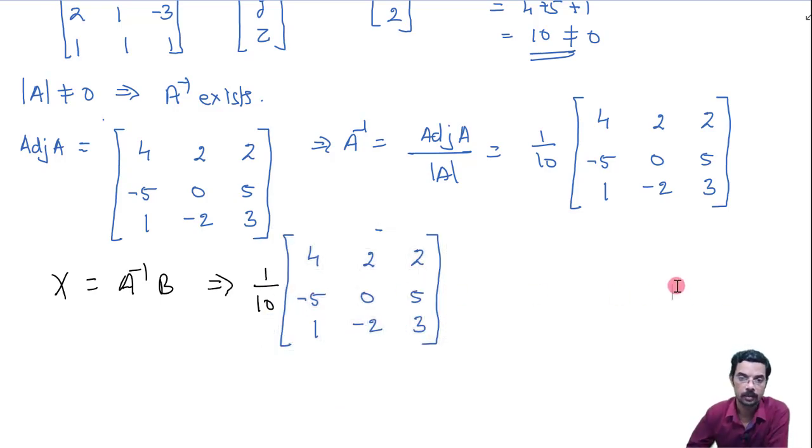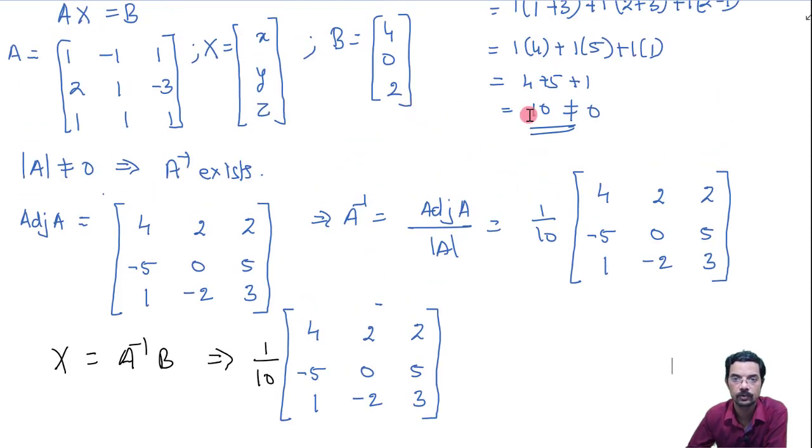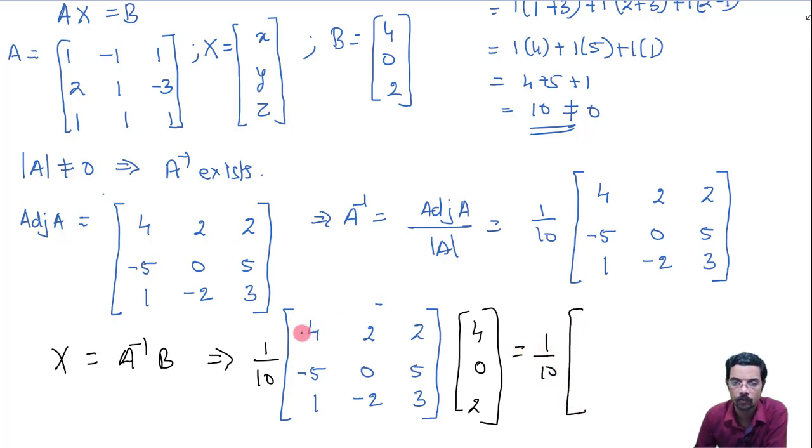Then B is 4, 0 and 2. Now we shall multiply this matrix and this matrix, and finally we will multiply this 1 by 10. So this is 1 by 10 into first row by first column, second row by first column, and third row by first column.